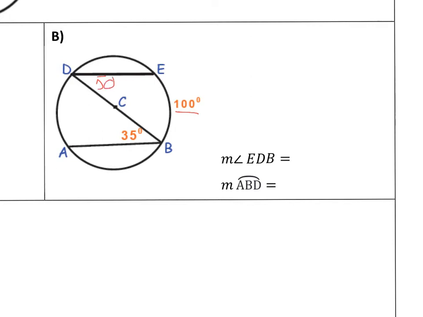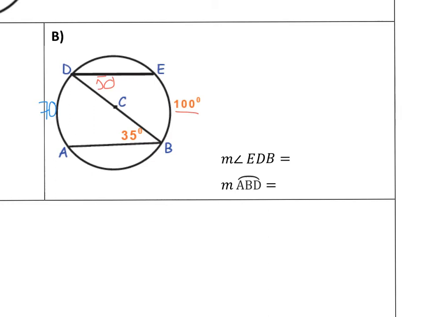Then down here, it's the exact opposite. I have the inscribed angle, which is 35 degrees. I'm focused on the intercepted arc, which would be DA in this case. So all I have to do is take that 35 and double it.